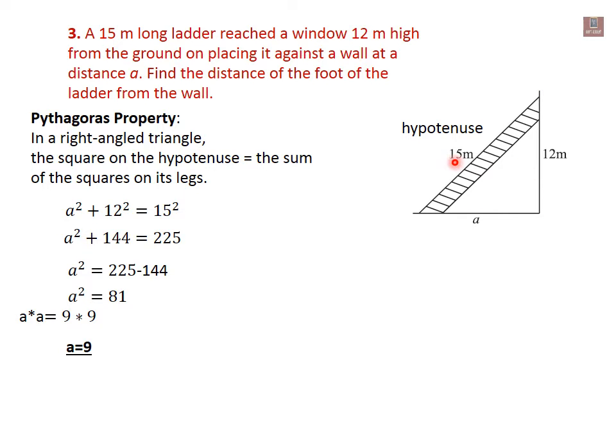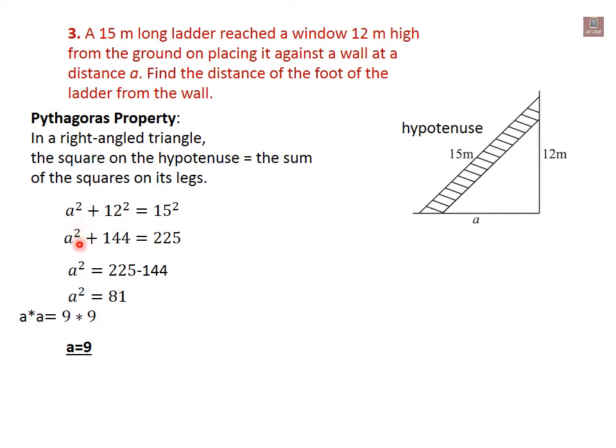Now, he gave you the hypotenuse value and one of the leg values. You have to find out the third value. And it is clearly a right angle triangle. If it is a right angle triangle, you know by Pythagoras property, the square of the hypotenuse is equal to the sum of the squares on its legs. So, 15 meter square is equal to A square plus 12 meter square.